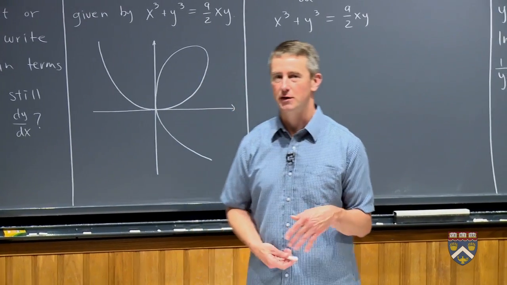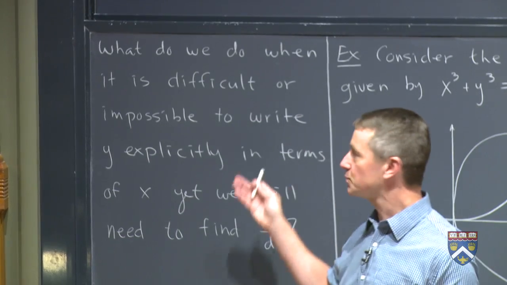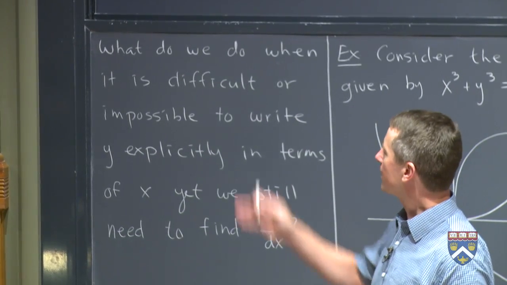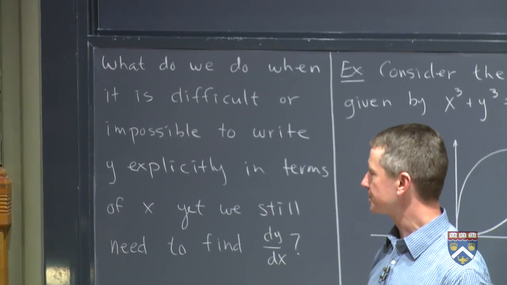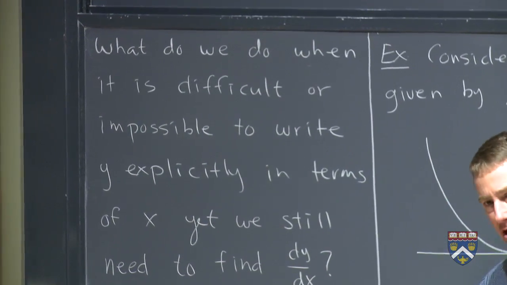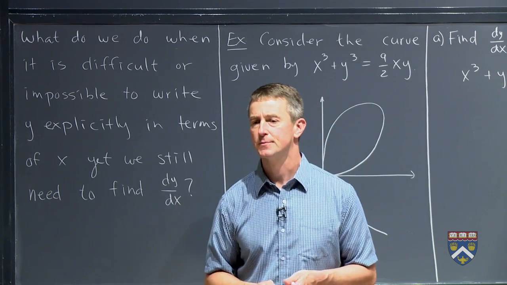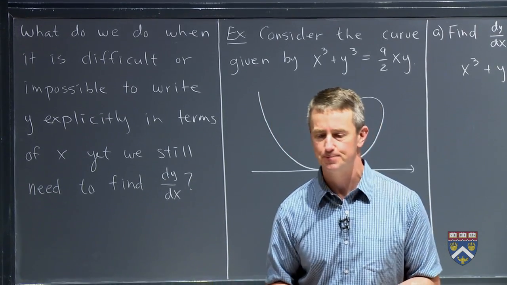Our first topic is called implicit differentiation. Sometimes we'll be given a curve where it is difficult or even impossible to write y explicitly in terms of x, and yet we should still be able to find the slope of that curve at various points. So the question is, what do we do when that happens?